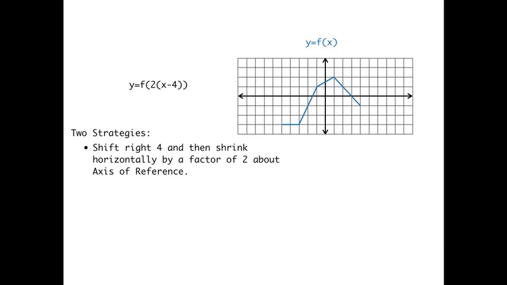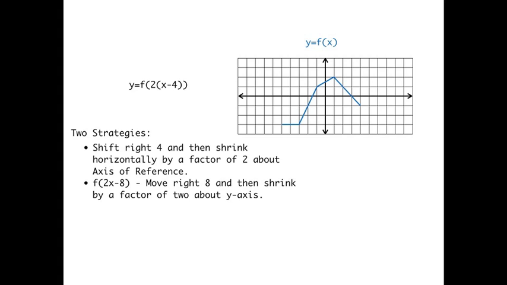In this instance, the proper way to transform this function would be to shift right 4 and then shrink horizontally by a factor of 2 about the axis of reference. The axis of reference will be defined soon. If we expand the input of this function, the 2 quantity x minus 4, into 2x minus 8, then our strategy will be to move to the right 8 and then shrink by a factor of 2 about the y-axis.